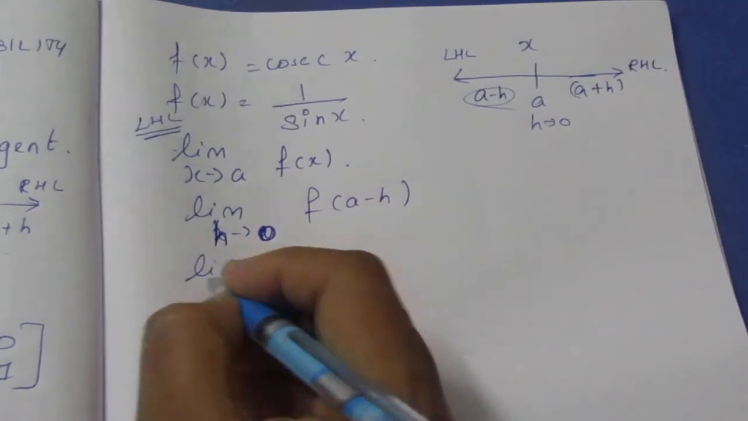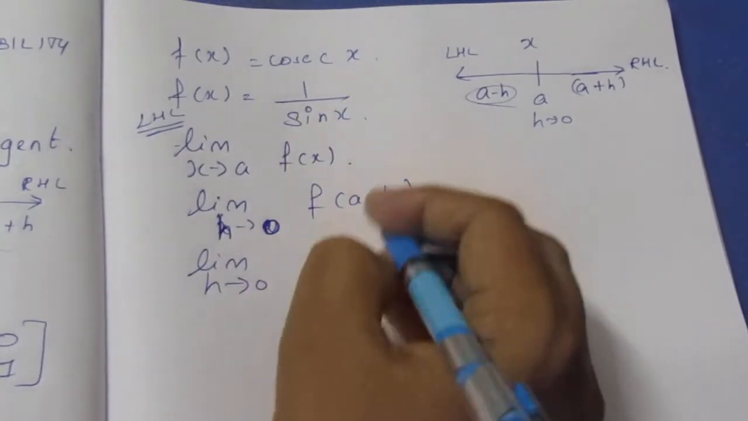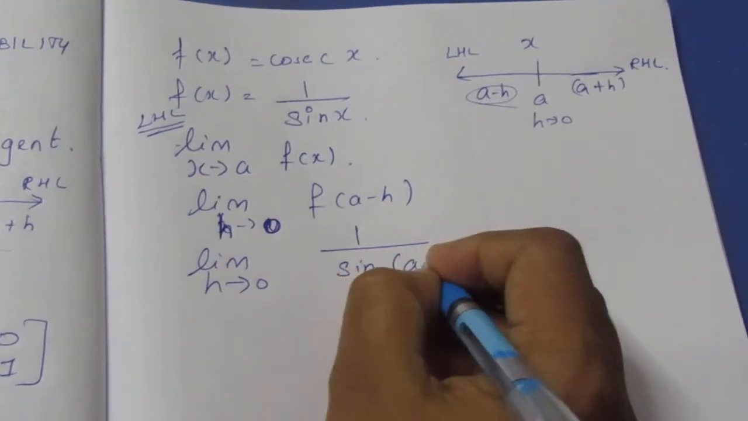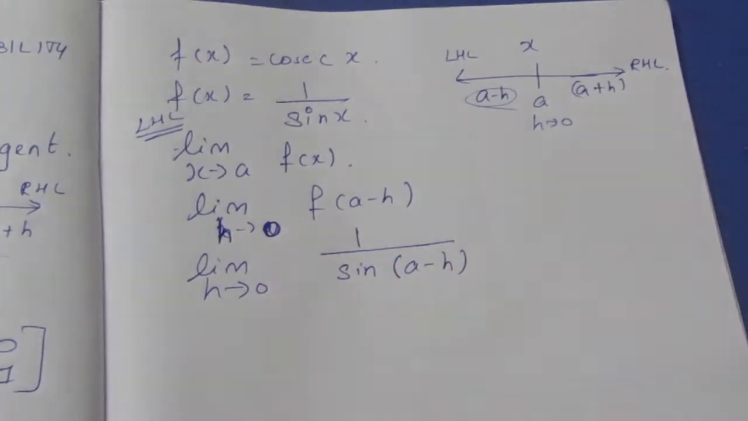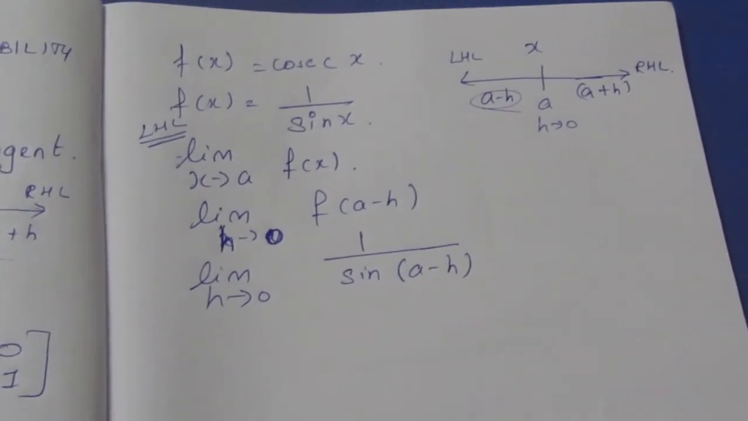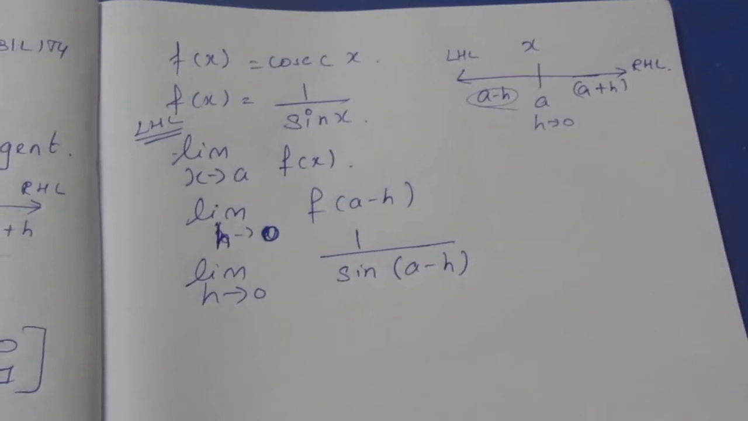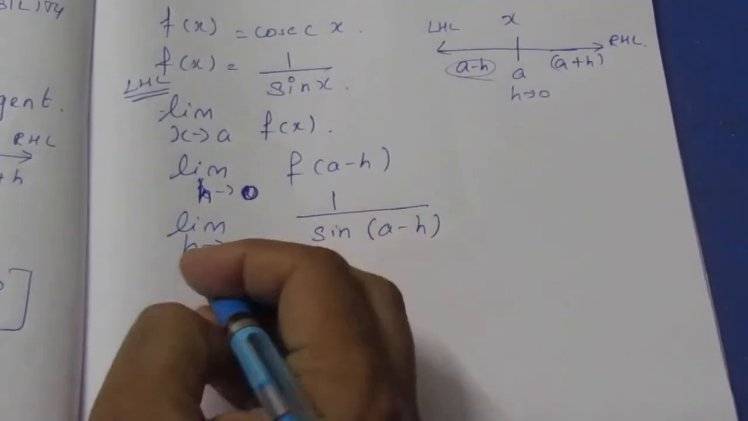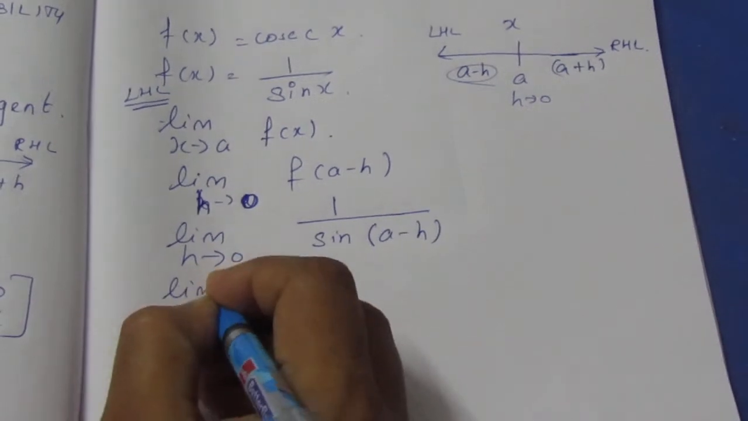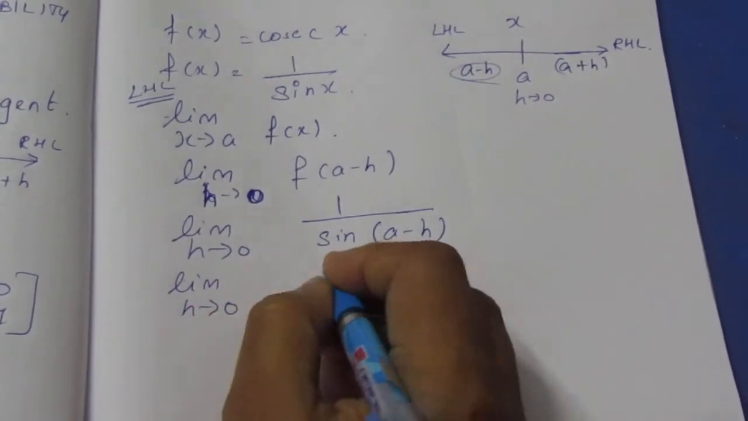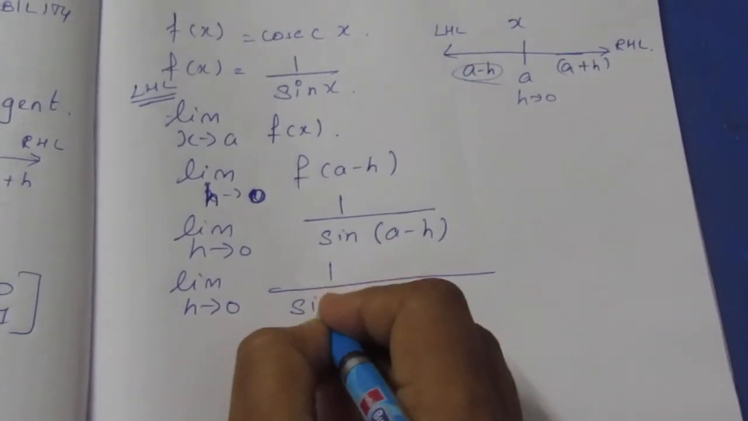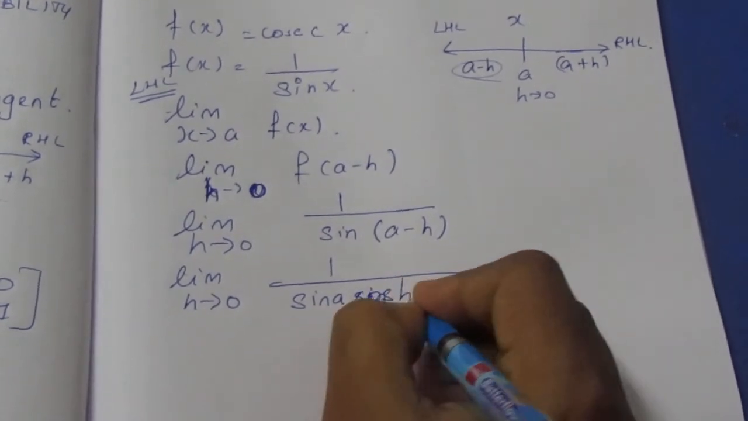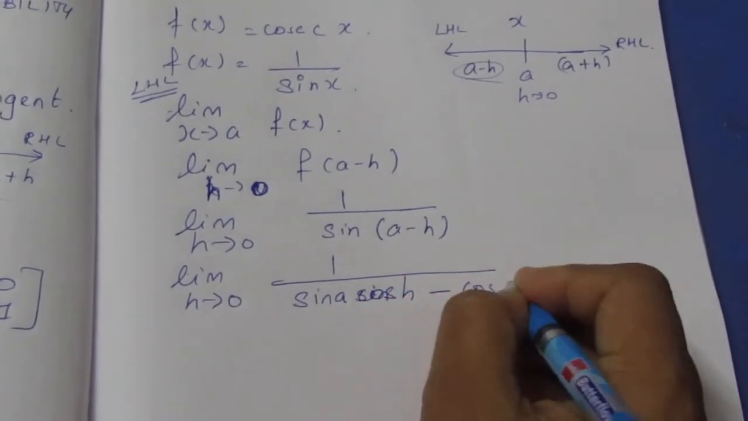Here limit h tends to 0, we know that f of x is equal to 1 by sine x. In the place of x we need to substitute a minus h. Now the denominator is in the formula of sine a minus b. So we know the formula of sine a minus b. Substitute the formula: limit h tends to 0, 1 by sine a cos b minus cos a sin b.